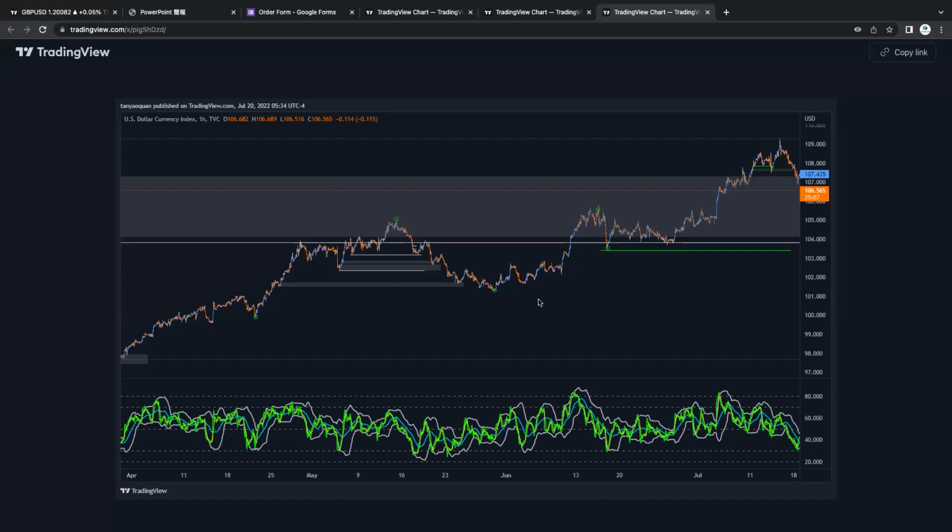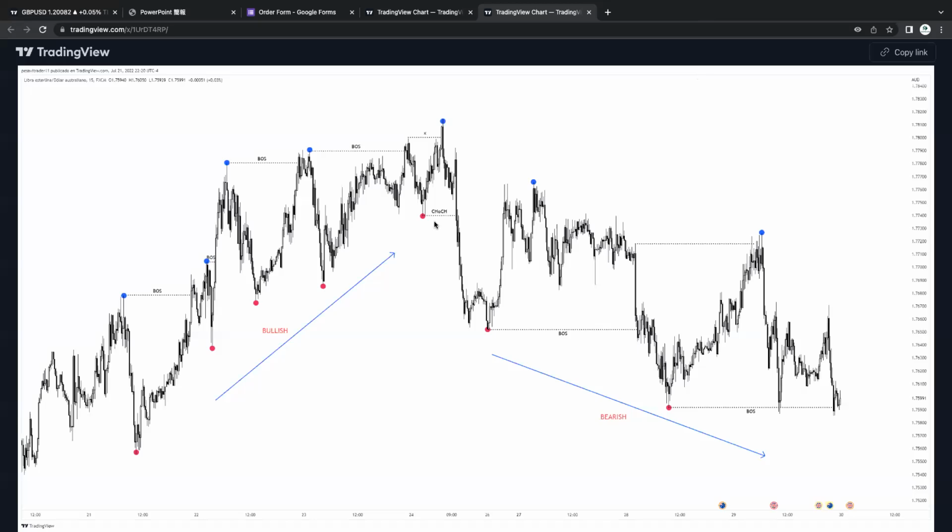US oil. This is not a clear structure. Not mentioned, is it choch, BOS, anything? Next time, please make sure to mark your structure like this.